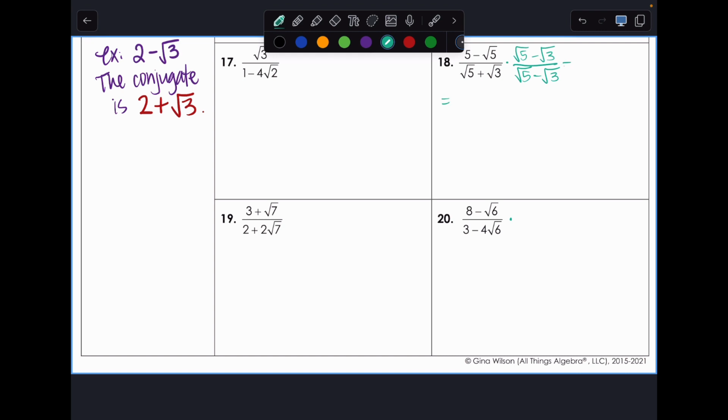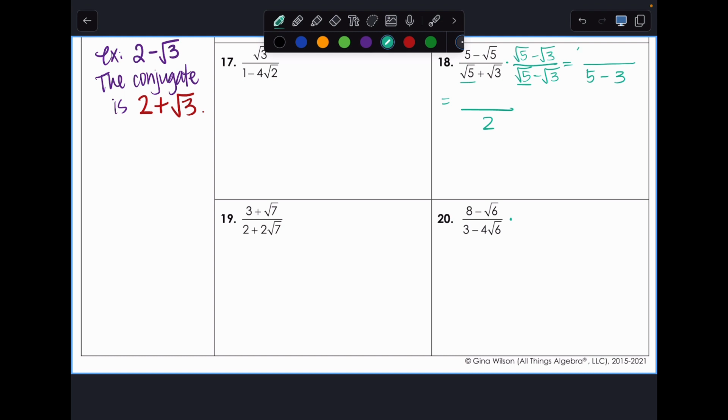Denominator's getting pretty easy now, right? Because they're identical, but opposites. So difference of two squares. Then I would get 5 minus 3. Any questions on how I got 5 minus 3? Okay. 5 minus 3 is 2.